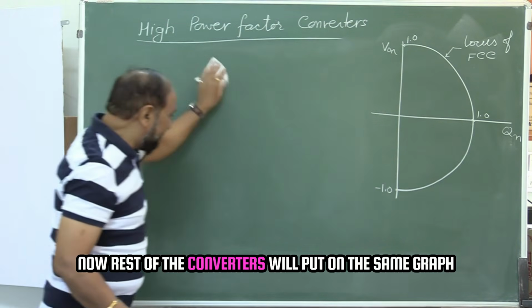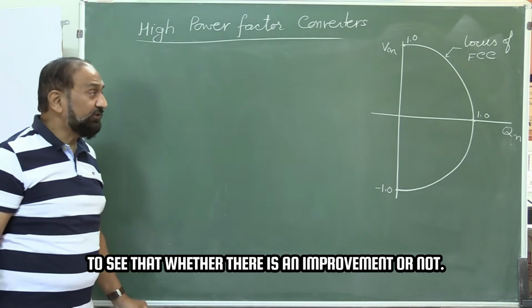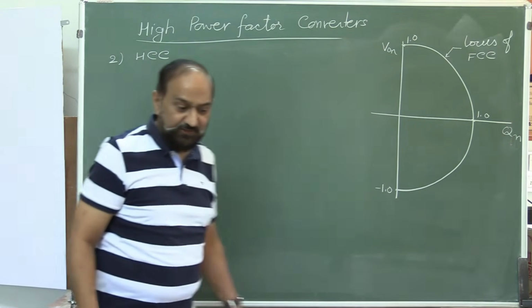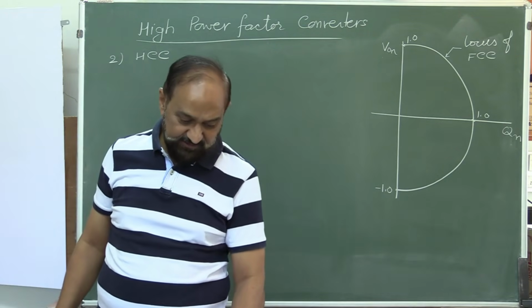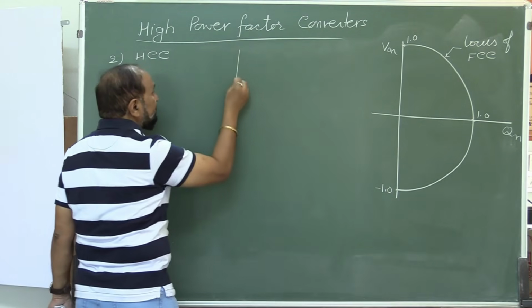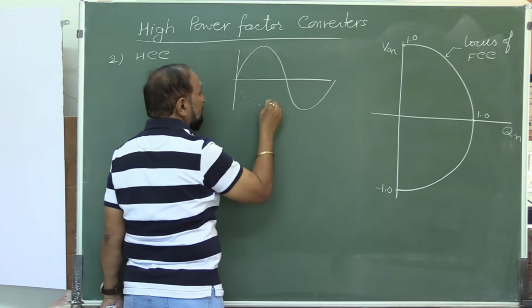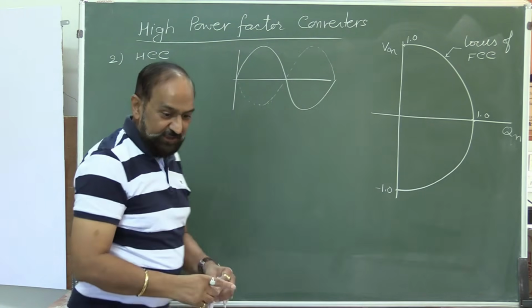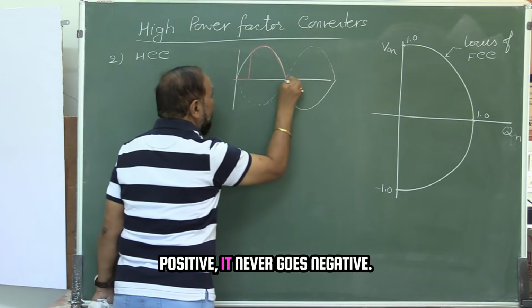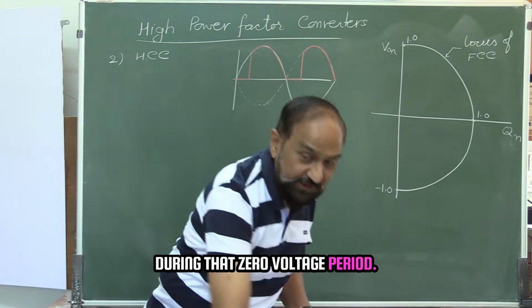Now, the rest of the converters we will put on the same graph to see whether there is an improvement or not. Consider the half controlled bridge converter. Now, in a half controlled bridge converter, if you see the output voltage, it is always positive. It never goes negative. Freewheeling action takes place during that zero voltage period.